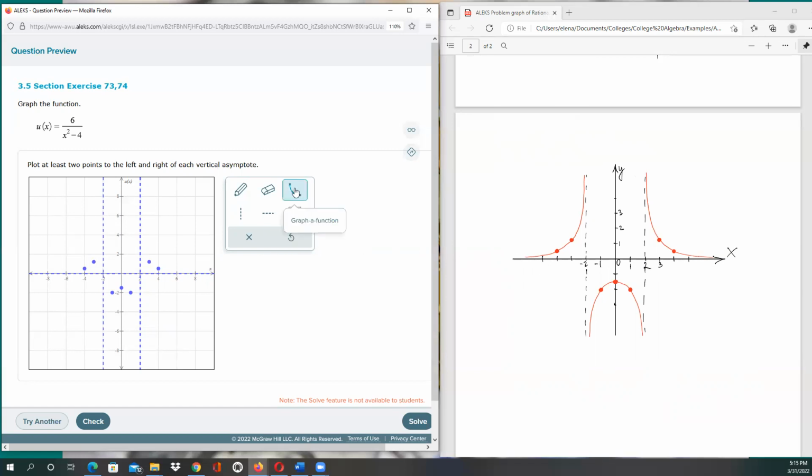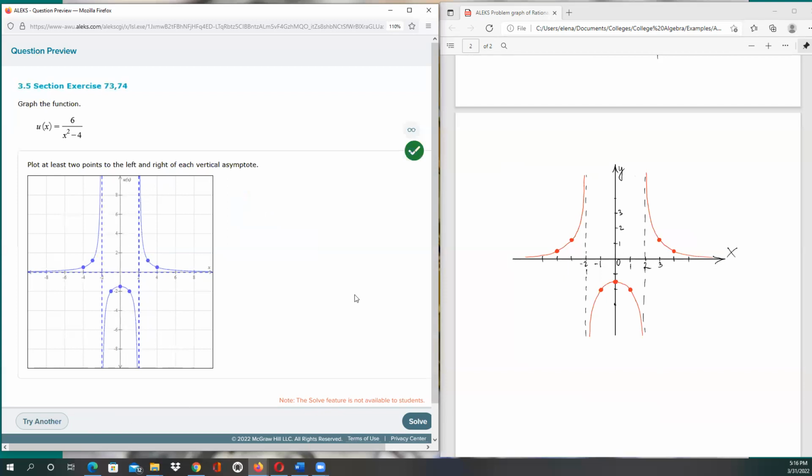Now click on this option, graph a function. You can see it's basically the same picture, and check: correct.